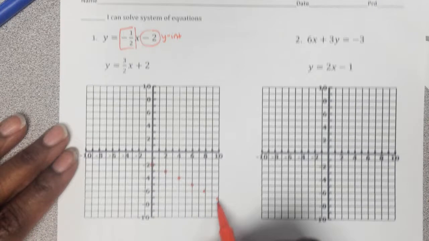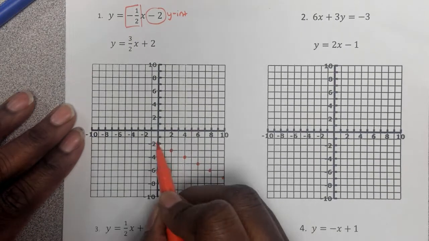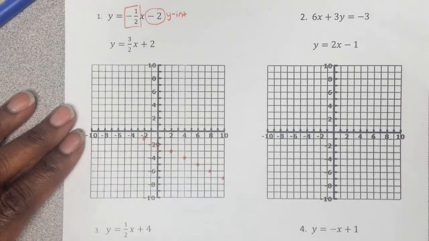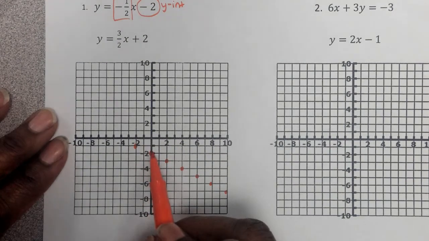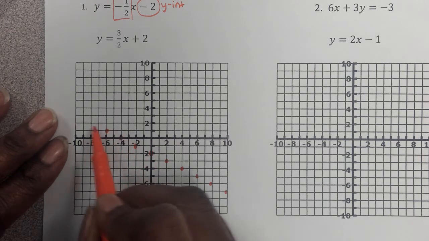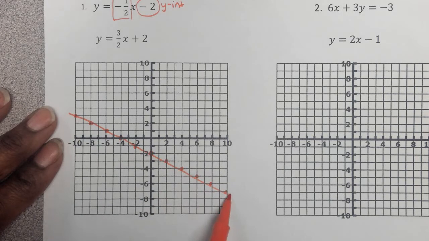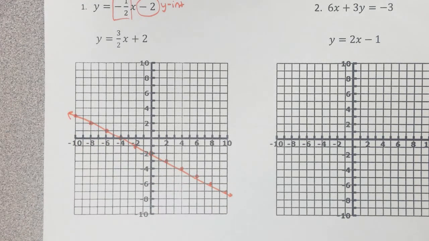And then when we run out of room, we have to go backwards. So technically, it's like up 1 to the left 2, up 1 to the left 2. And hopefully you can pick up that pattern. That's my first line. Yesterday, we were only graphing 1 line on each coordinate plane. Today, there's 2.